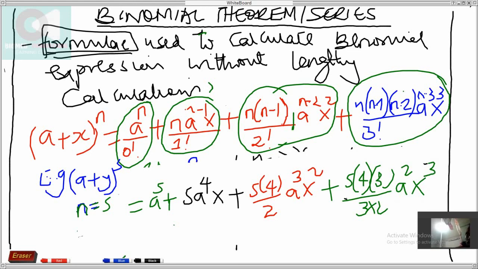And since our n is 5, we still have two other terms, which are 4 factorial and 5 factorial. So we can do x raised to n, which is x raised to 5.